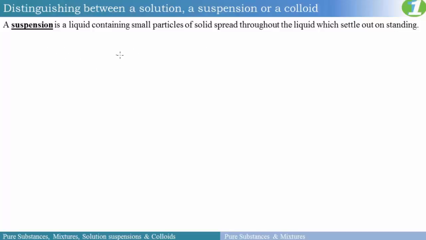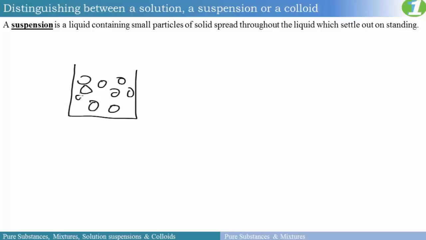Now, remember we said that the particles are large. If they are large, it means that they will not be able to pass through a filter paper and thus can be separated by filtration. So, the particles in a suspension are large, and if they are allowed to stand, they will settle and sink to the bottom of the container.